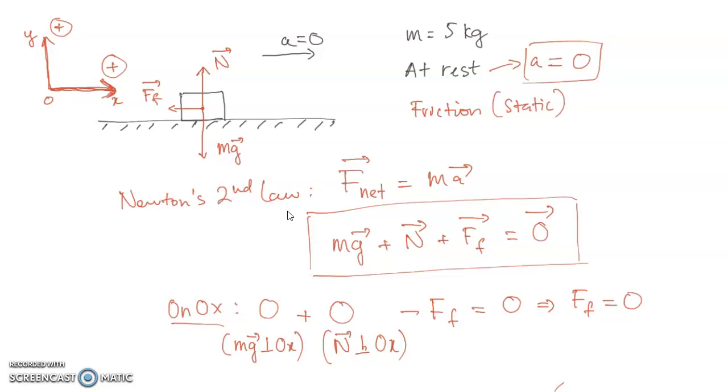All right, now we do it on OY. On OY, I have mg going down, against OY, so that would be minus mg plus N, and friction is perpendicular to OY, so plus 0, equal to 0. So here N would be equal to mg.